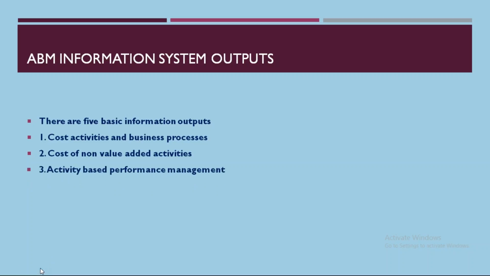Activity-based performance management. For the activities, put up the KPI. Have good product and service cost. Very important. That comes from your activity-based costing. And finally, good cost drivers. So these are the outputs we must have to manage an activity-based management system in any organization.